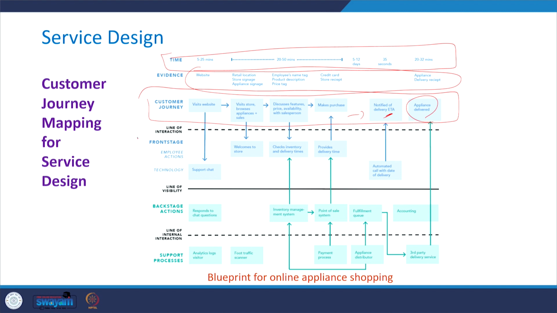Then the dotted line here acts as a line of interaction, and there is a line of internal interaction as well. And this particular line is something beyond which customers may not see what is happening. So that's the line of visibility for us. And there are some front stage activities and there are certain backstage activities that are being performed to provide that particular service to a customer.